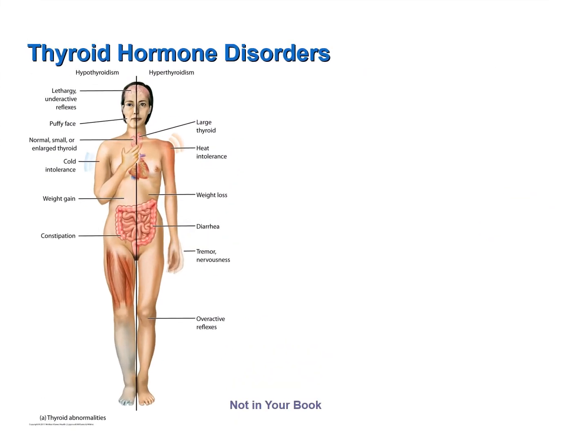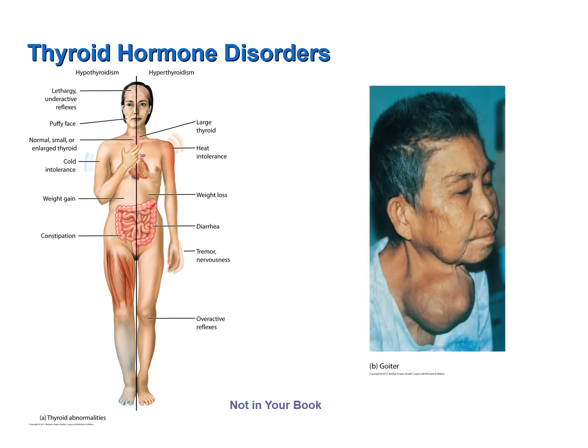This figure from your book illustrates the effects of hypo and hyperthyroidism. The effects of hypothyroidism are illustrated on the patient's right, and the effects of hyperthyroidism are illustrated on the patient's left. Now let's talk about iodine deficiency and how an iodine deficiency can cause the development of an enlarged thyroid gland or goiter. This individual here has a very pronounced goiter.